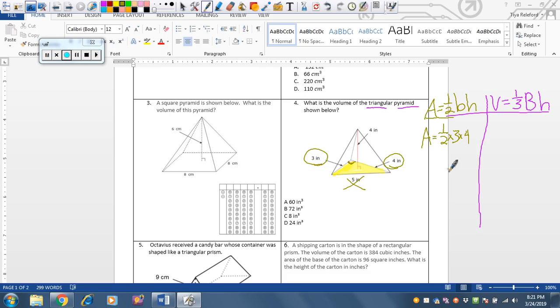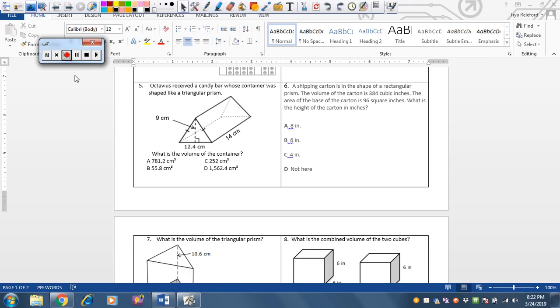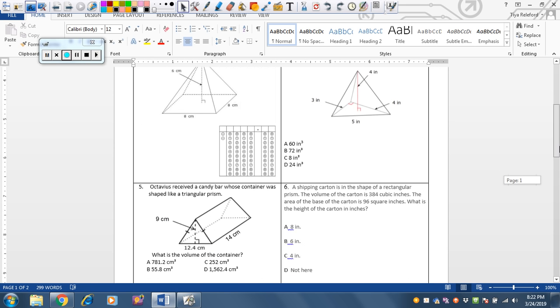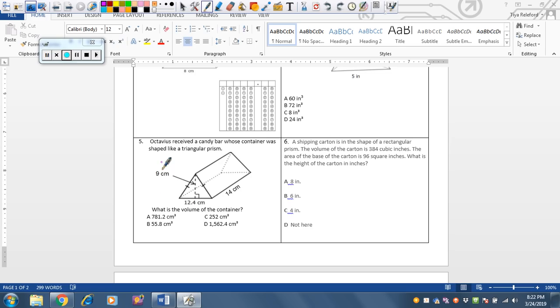This answer goes in for capital B, and 4 is your height. Do not forget to divide by 3. If you are looking at number 5, you need to go back to number 2. This one is just like number 2.